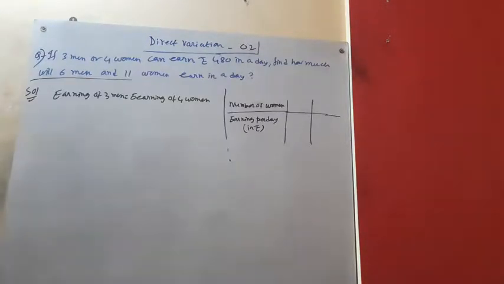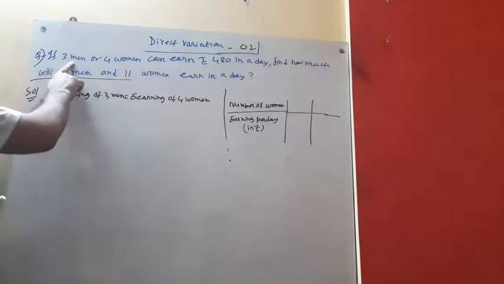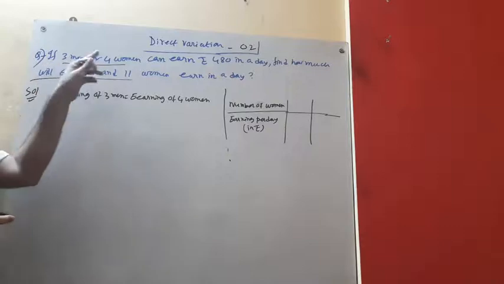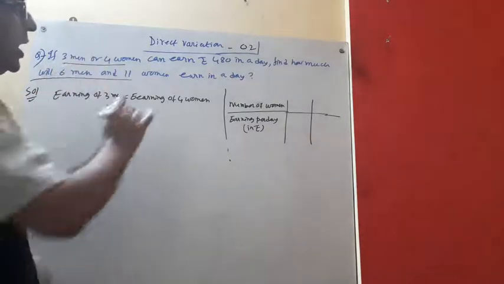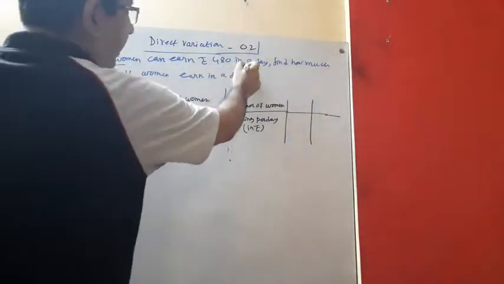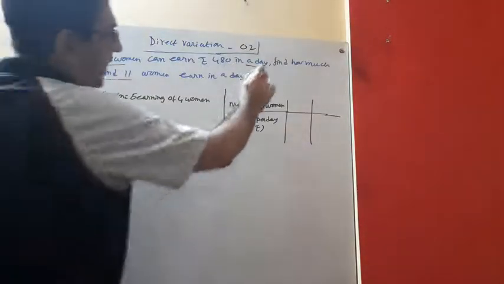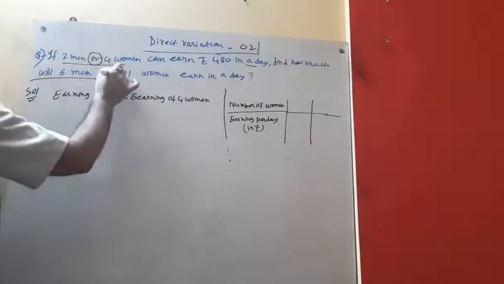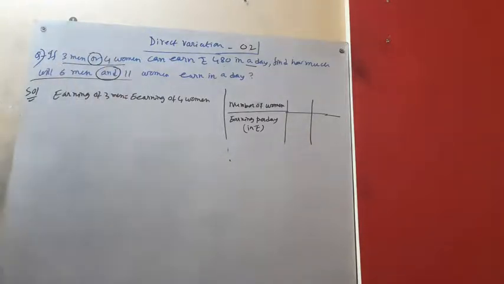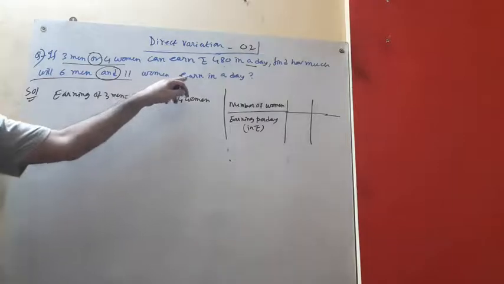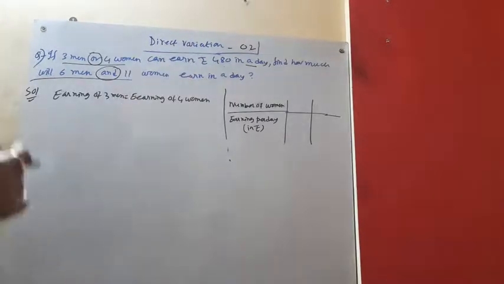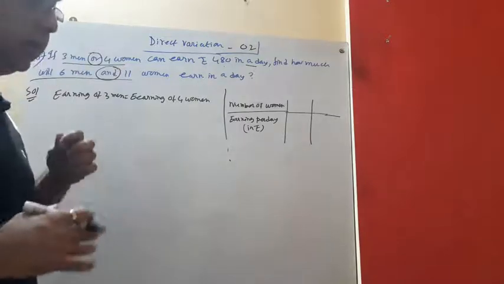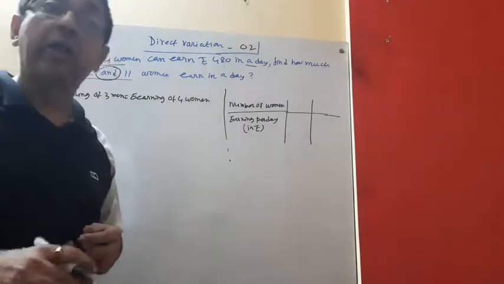Look, this is a different type of sum. If 3 men or 4 women can earn rupees 480 in a day. Find how much will 6 men and, here it is or, but here it is and, 6 men and 11 women earn in a day. That means there is a relation between men and earning, not relation between men and women. Relation between earning of man and earning of woman.